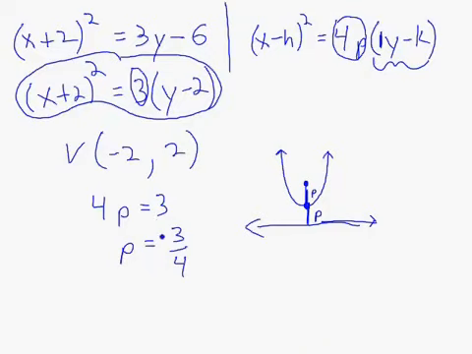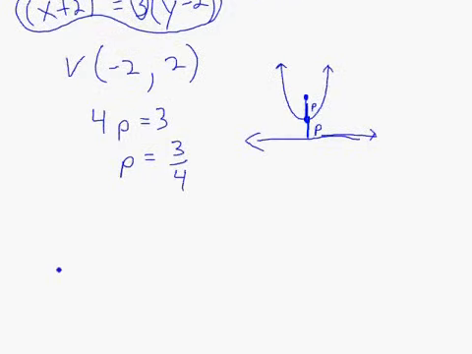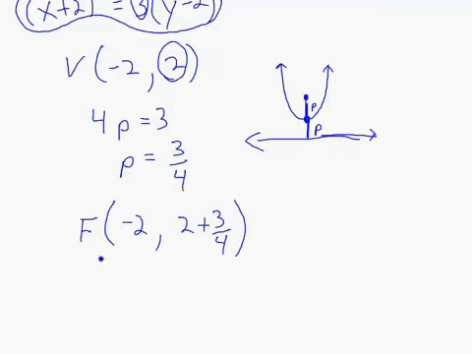Okay, that means if I have the vertex, all I have to do is go up a distance of p from the vertex to arrive at the focus point. That's easy enough. Since I'm going up, I'm going to add 3/4 to the second coordinate of the vertex, and that'll take me to the focus point. And that's going to be the point (−2, 2 and 3/4), which is (−2, 11/4).